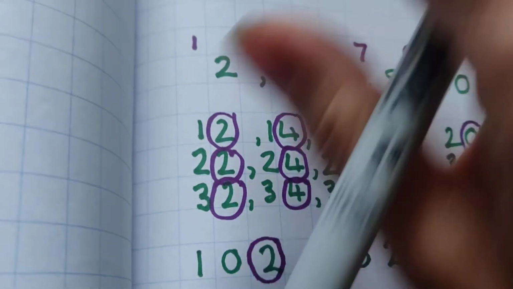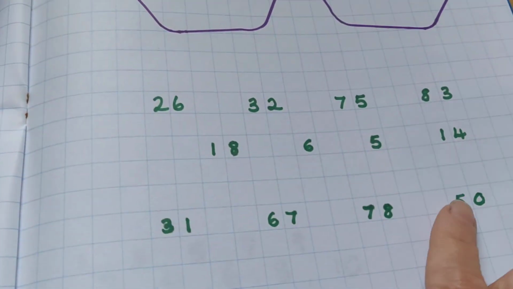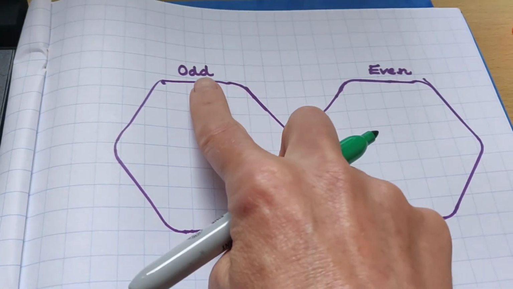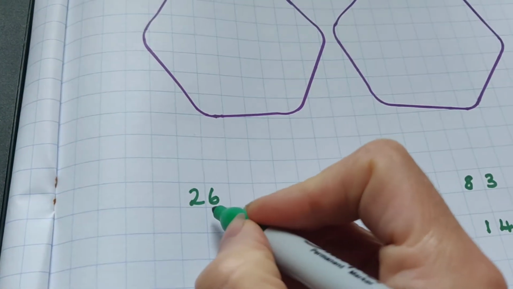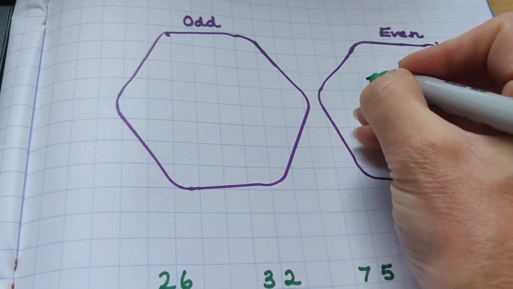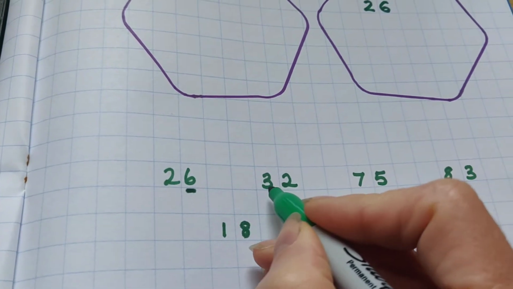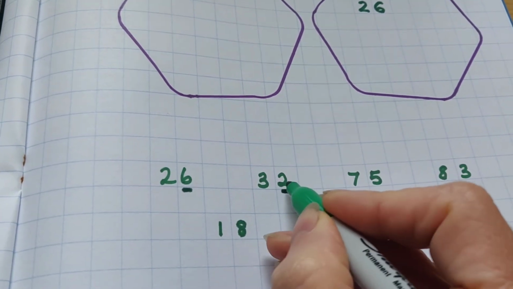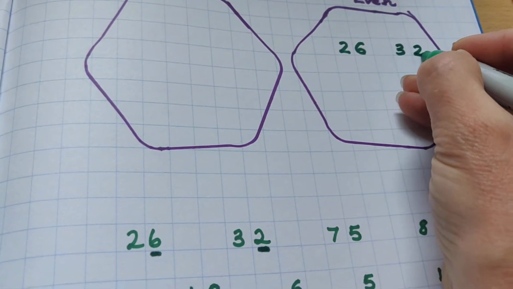So I've got some numbers that I need to sort on this page. Here are my numbers at the bottom. I'm going to sort them into whether they're odd or even. I'm going to do it by looking at that last digit. So 26 ends with a 6, so it must be even. That's a number I would say if I was counting in twos in the 2 times table. 32. Again, 2 is an even number.